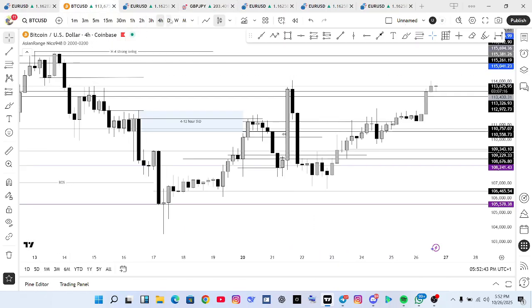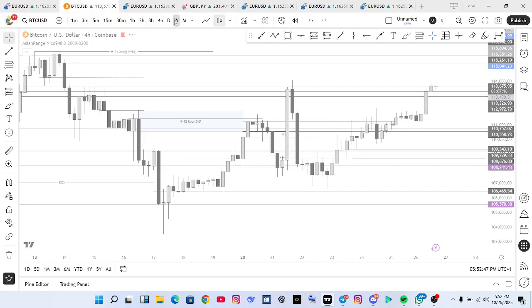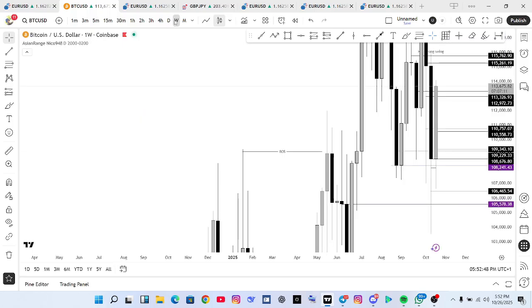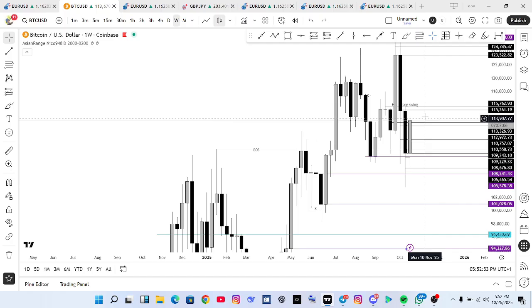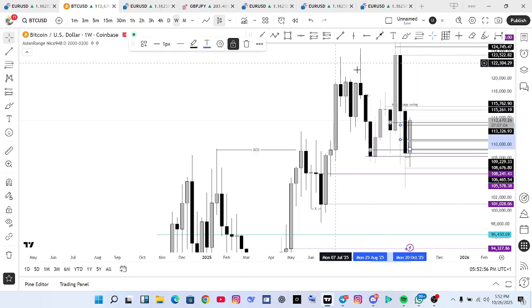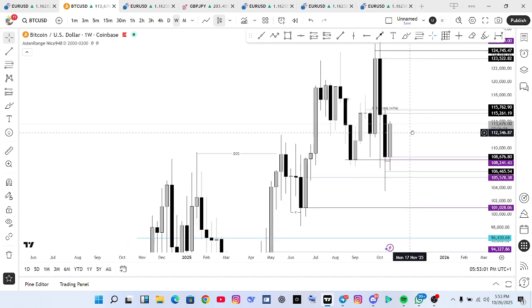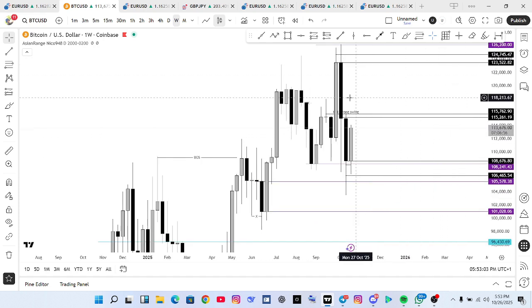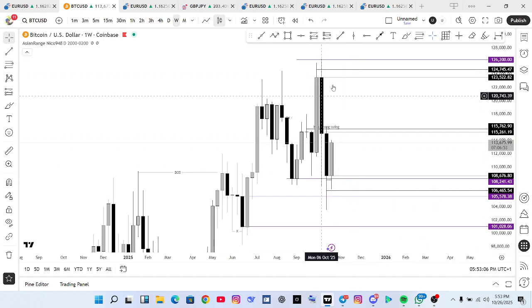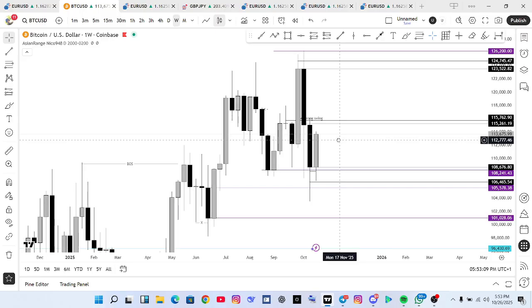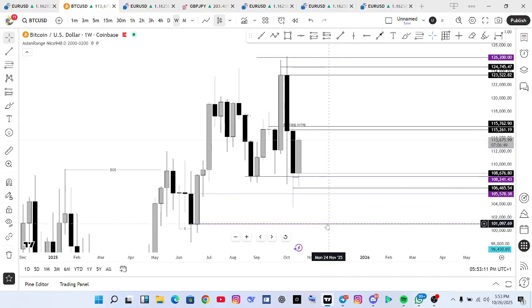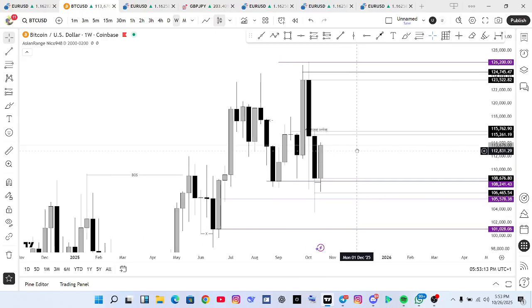Okay, let's analyze BTC. I left BTC since last week. I think I didn't open the BTC chart since last Sunday. But BTC last week was bearish. BTC is still bearish in my own opinion. It's still bearish until it gets to this place and starts a new storyline.